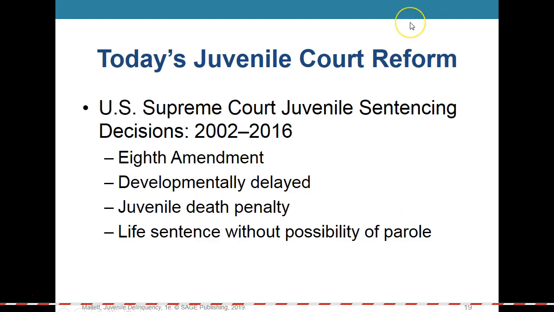Graham versus Florida abolished the life term for non-homicidal youthful offenders. Miller versus Alabama found that mandatory life-without-parole state laws were unconstitutional, and Montgomery v. Louisiana retroactively applied the Miller decision to all youthful offenders, so it allowed for resentencing hearings and immediate parole eligibility for those who had already been sentenced to life without parole.